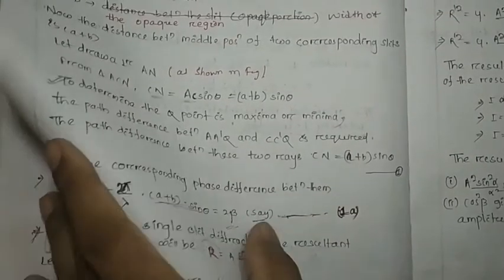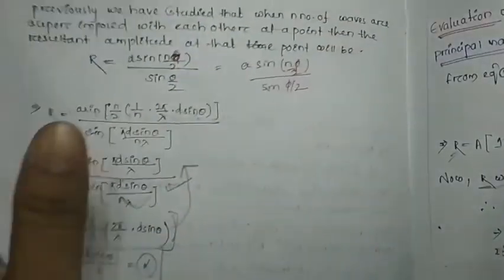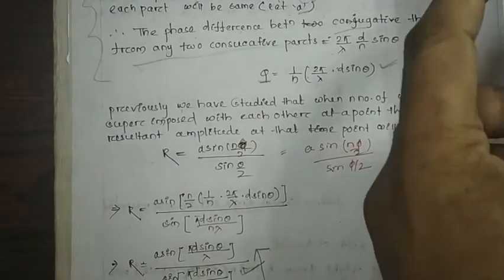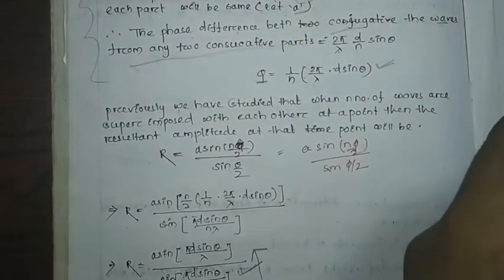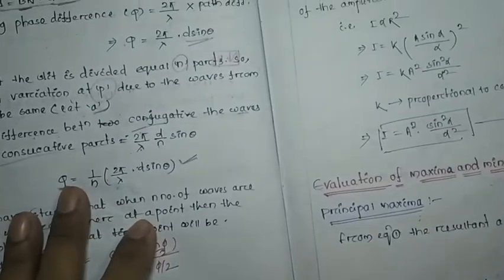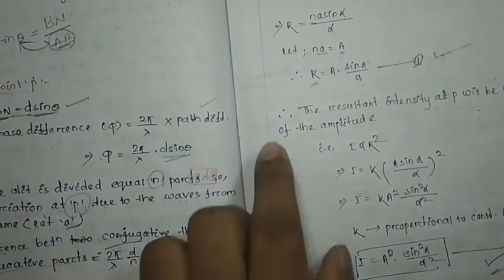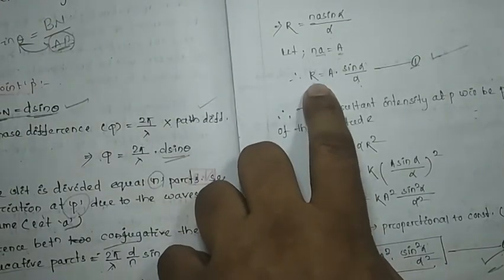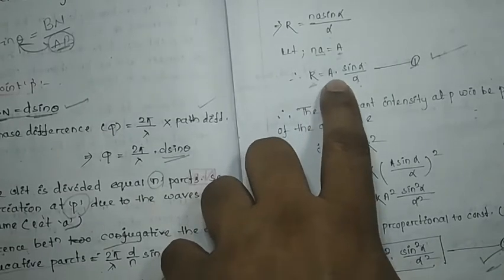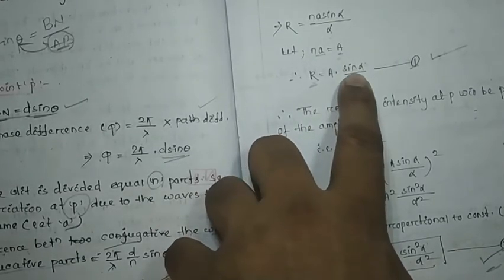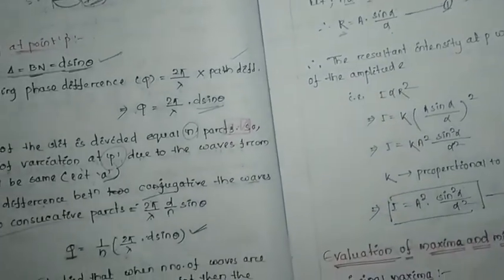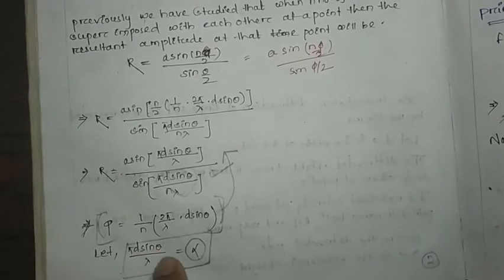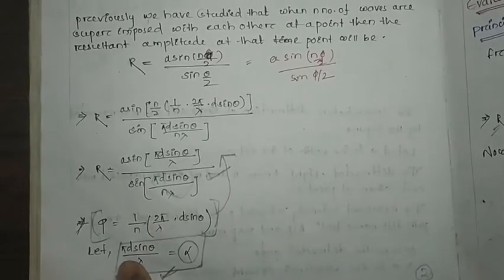You move back, if we are going to consider this one, here we found the resultant amplitude. This is for the single slit experiment, with resultant amplitude R equal to A into sin alpha by alpha, and alpha is nothing but, we got, pi d sin theta by lambda.